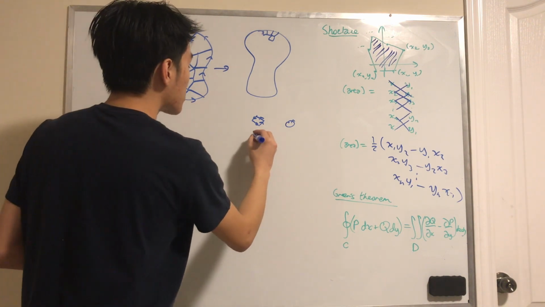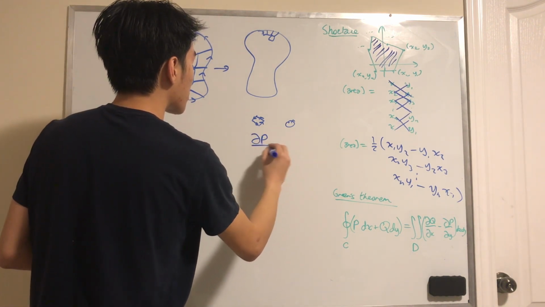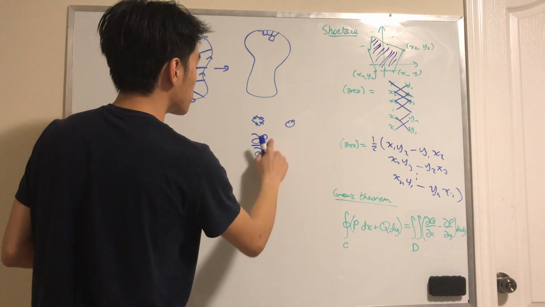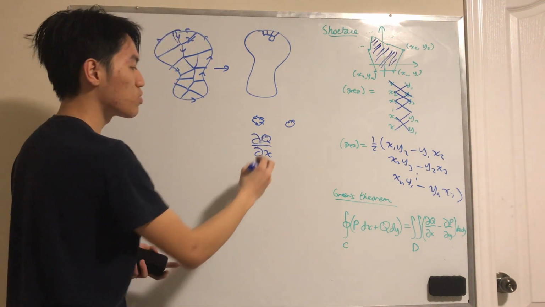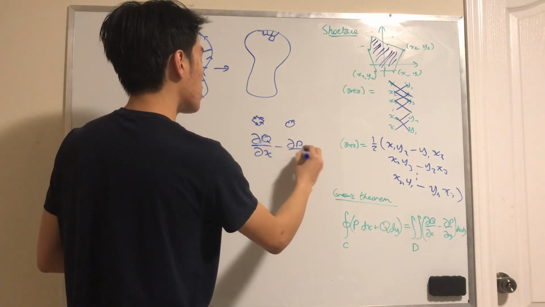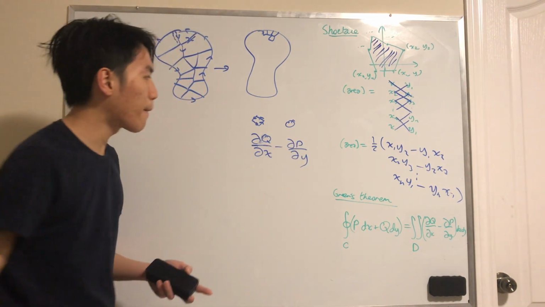And 2D curl is given by this thing right here. Oops, this should be a Q with respect to x. The partial of Q with respect to x minus the partial of P with respect to y.